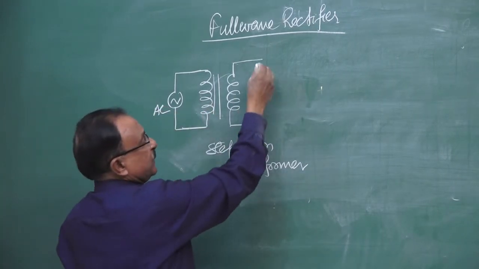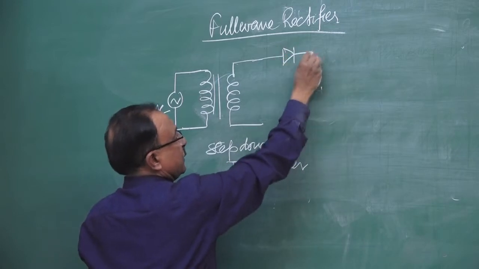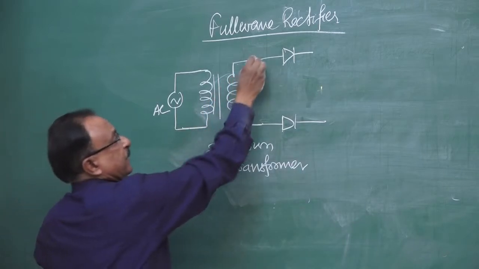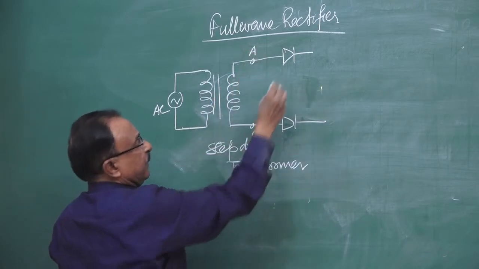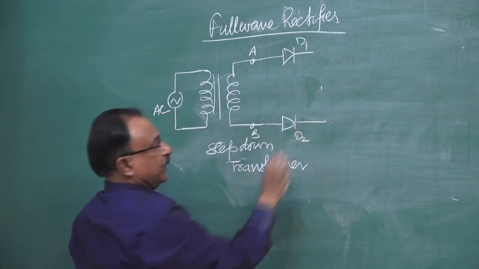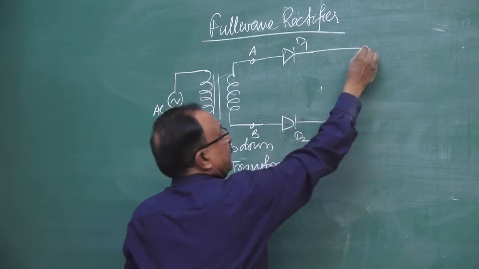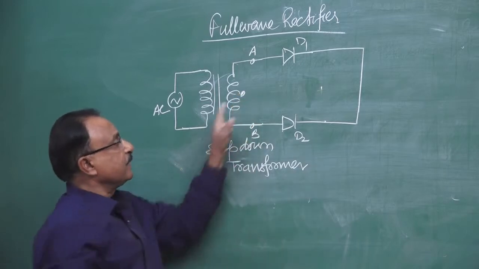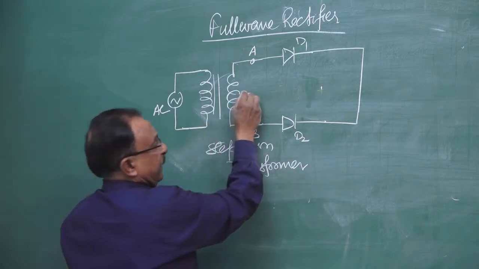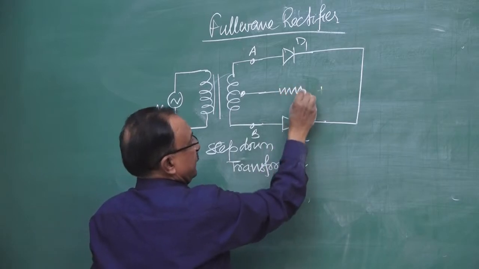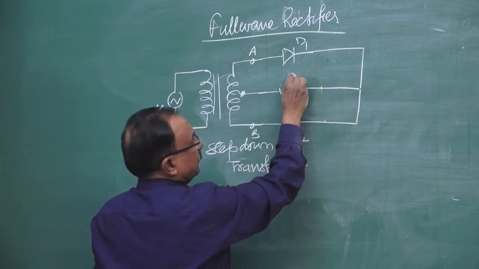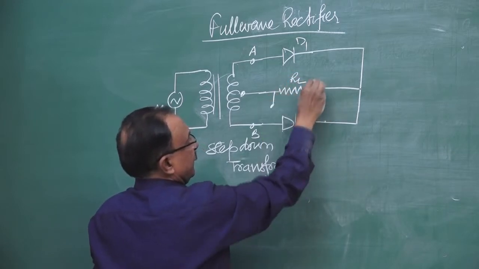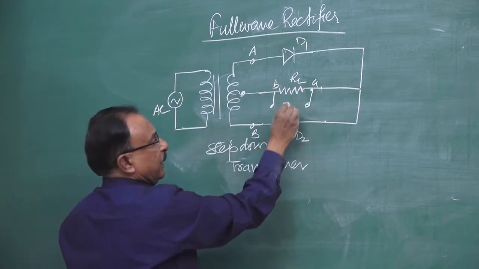In the secondary of the transformer, we connect two PN junction diodes across both terminals of the secondary coil, say terminal A and terminal B. We connect diode D1 and diode D2. Then, where is the load? We join them, and the load is connected with the center tapping of the transformer, in series with both of the diodes. RL is the load, across which we take the output.